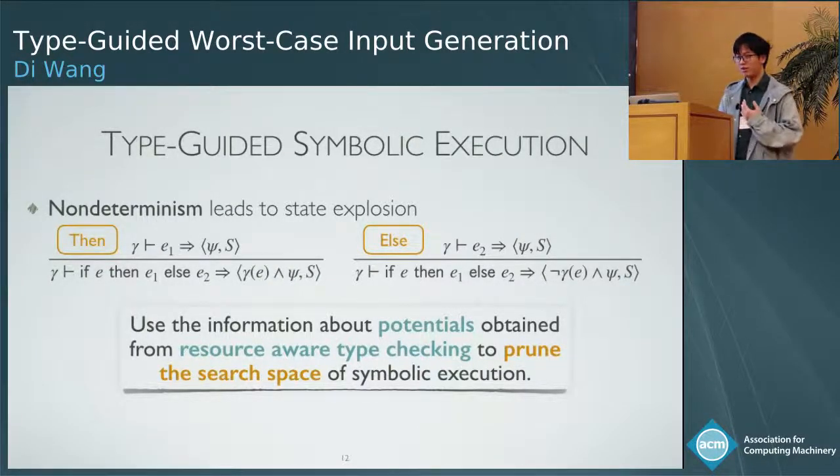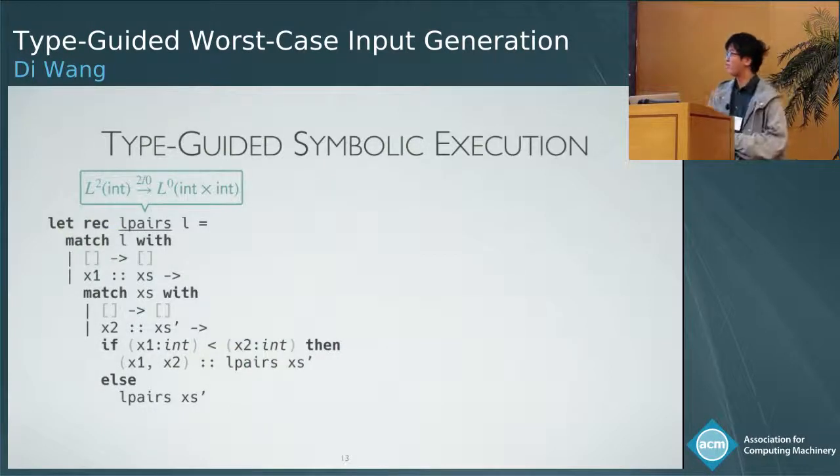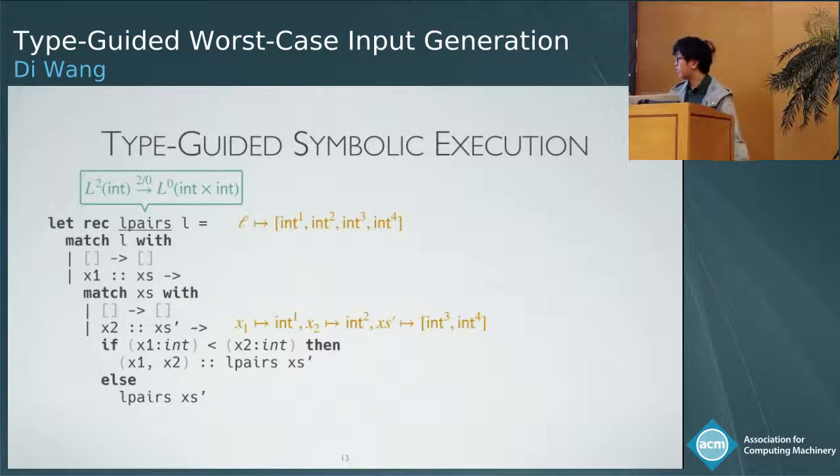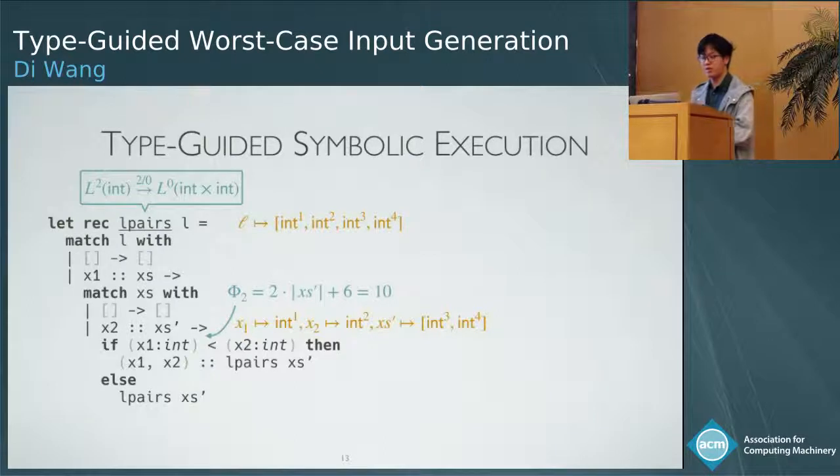To see how this idea works, we return to this running example and recall that we have this type signature. Also, we symbolically execute the program with an unknown integer list of length 4, and it will proceed to the conditional expression. Now we have x1 mapped to the first integer, x2 mapped to the second integer, and x prime maps to int 3 and int 4. We also know that at this point, the potential is 2 times the length of x prime plus 6, which is 10 units of potential.